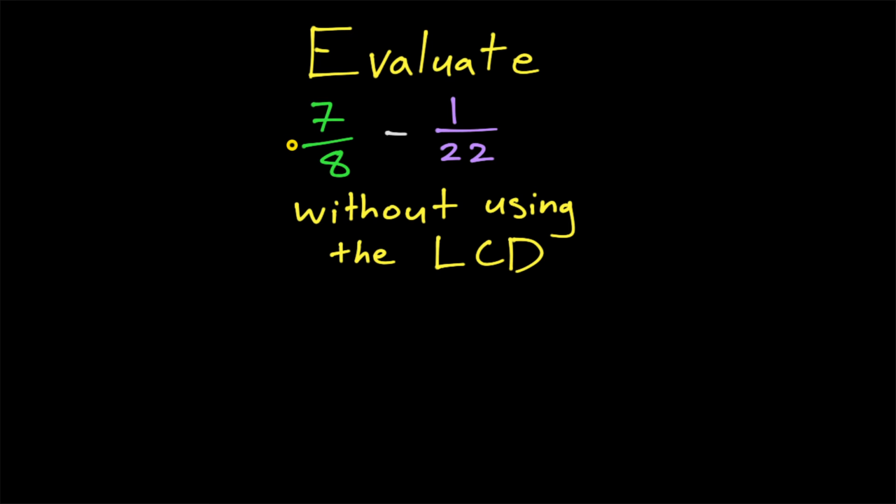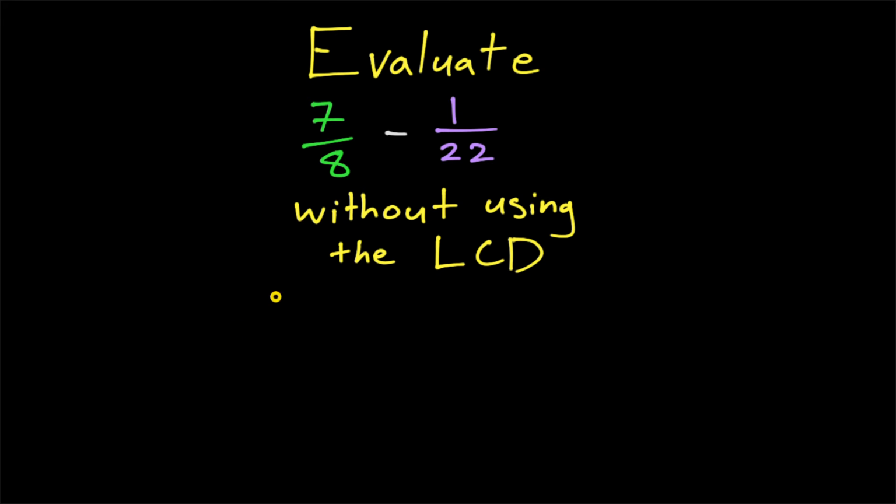So now we're going to learn how to add or subtract fractions without using the lowest or least common denominator. So how would you evaluate 7/8 minus 1/22 without using the LCD? Well, remember the LCD, or the least or lowest common denominator, is just the lowest common denominator for 7/8 and 1/22. But we can, in theory, use any common denominator to evaluate this expression.